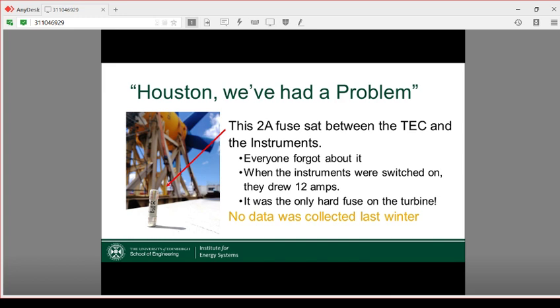Fortunately, the turbine is out of the water again, and we've been reworking all the power systems and sorting everything out. Even if the turbine had stayed underwater, we would still have managed to get data this summer because divers were going to go down and retrofit the system to power our instruments. But the turbine came out, so we've been doing this on dry land.